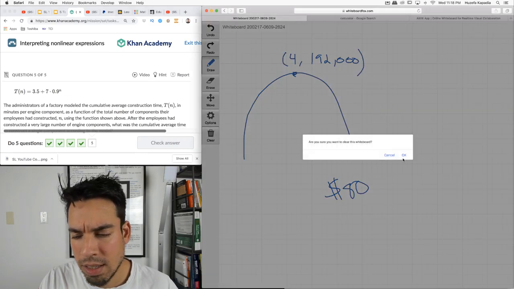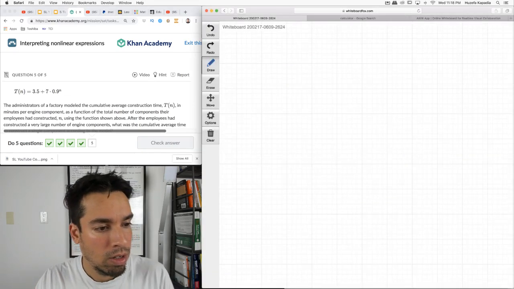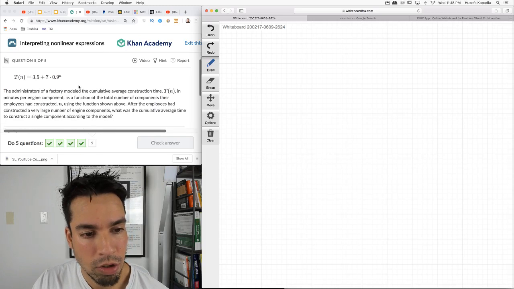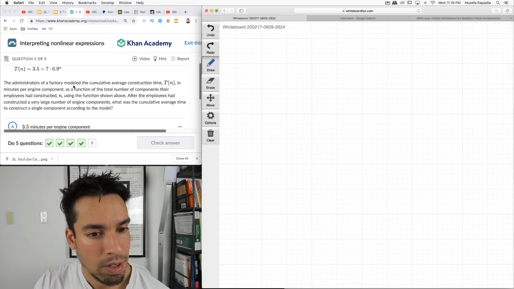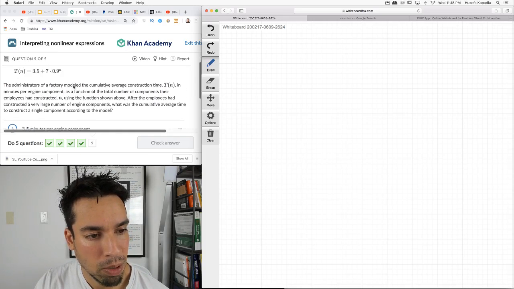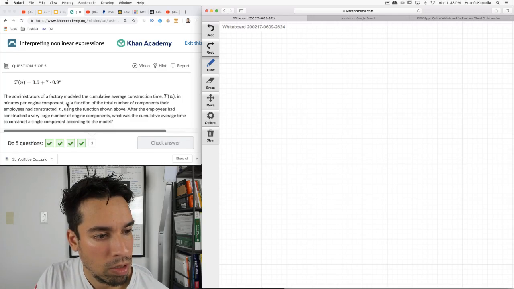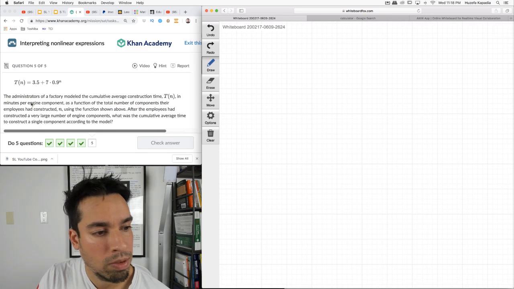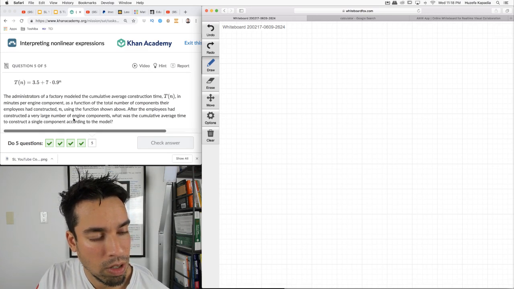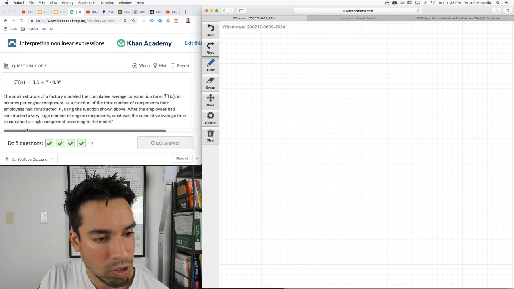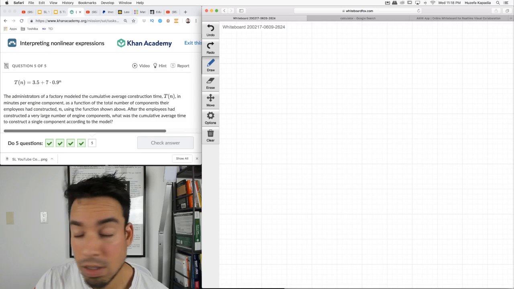Okay, last but not least, these I think have all been no calculator. The administrators of a factory modeled the cumulative average construction time in minutes per engine component as a function of the total number of components their employees had constructed. Using the function above, after the employees had constructed a very large number of engine components, what was the cumulative average time to construct a single component according to the model?